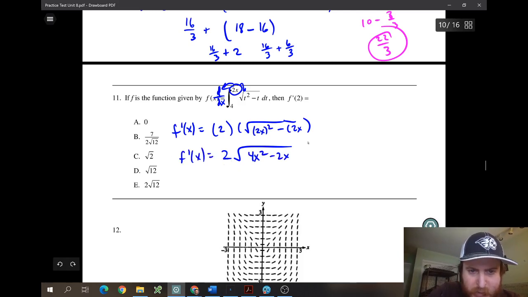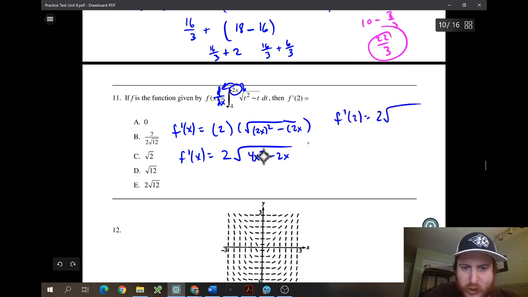So this is f prime of x. We didn't want f prime of x, but we have to do that first before we can do f prime of 2. It's going to be 2 square root of 2 squared is 4. 4 times 4 is 16. Minus 4, that's 2 square root of 12, which is choice E.